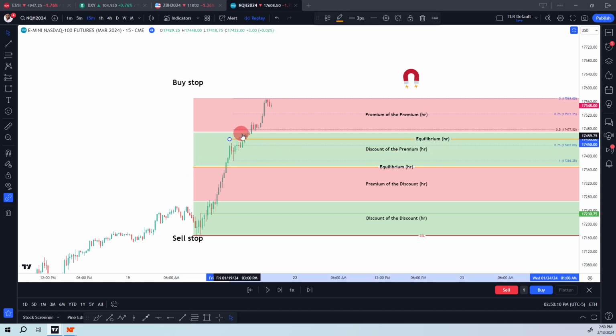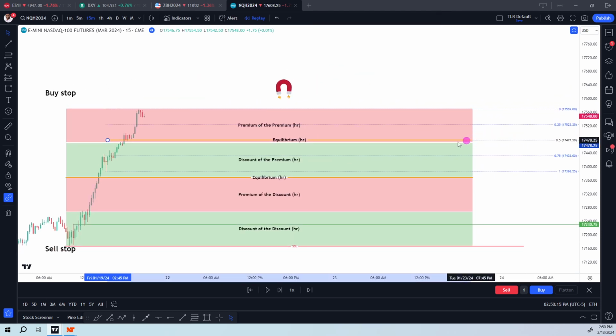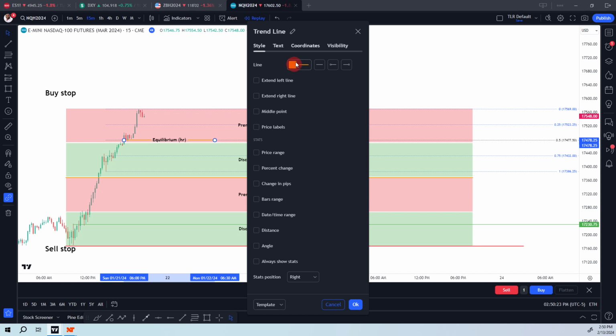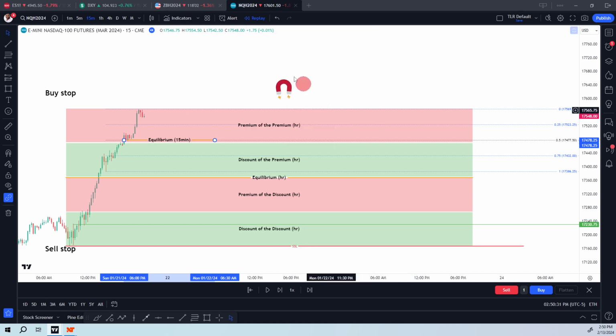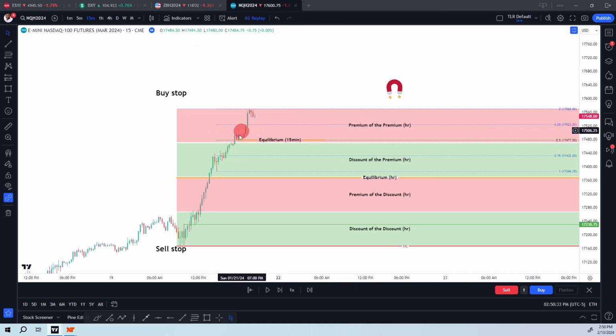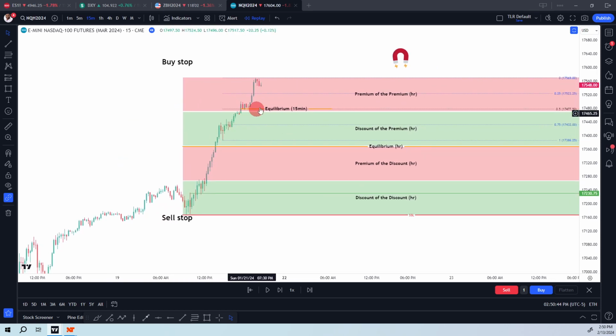All right, so we're gonna take this, we're gonna make a line right here, we're gonna make this stuff smaller, right? So this is equilibrium on the 15-minute, right? This price leg that the 15-minute made. So now you got a new dealing range on the 15-minute that's in the premium part of the hourly. So how likely is price to come back down here?